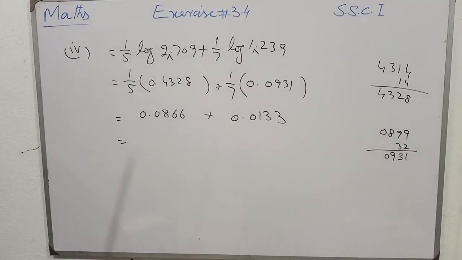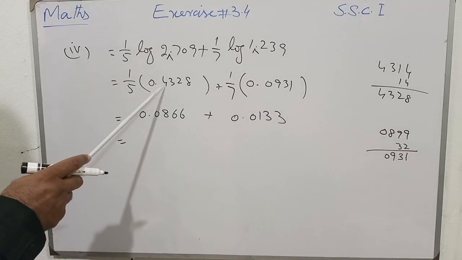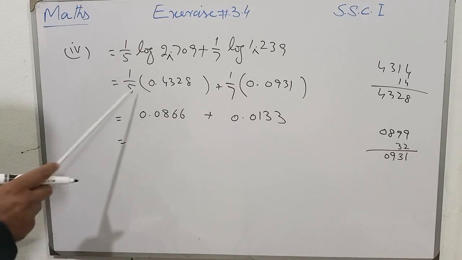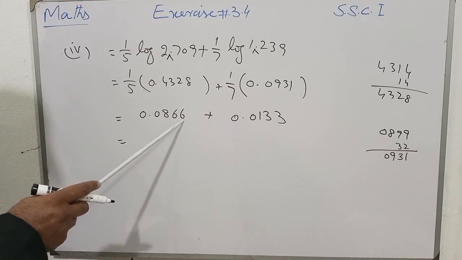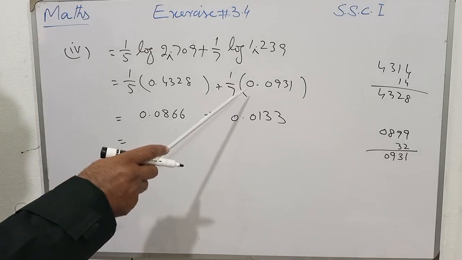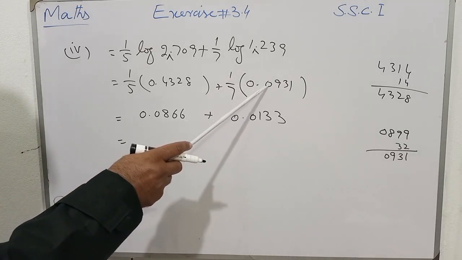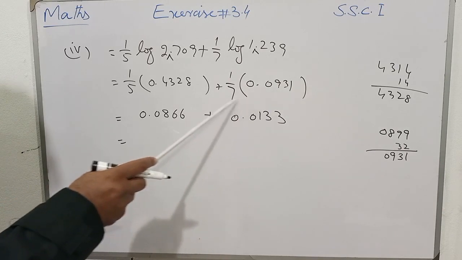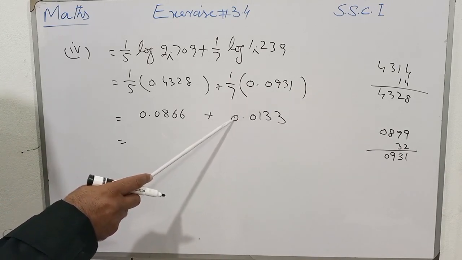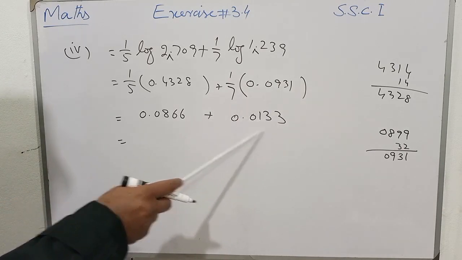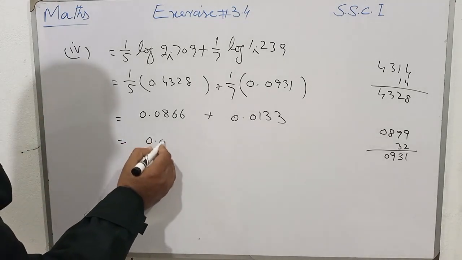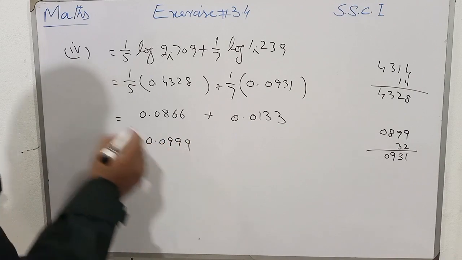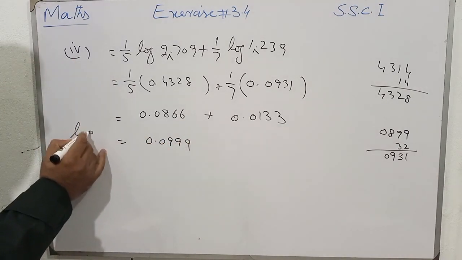So students, when you have to use calculator, you will write 0.4328 and then divide it with 5, and we will get 0.0866. Again you will write the number on your calculator 0.0931 and then divide that number with 7, and we will have 0.0133. When you use your calculator to add up the number, you will get 0.0999, and it is equal to log x.